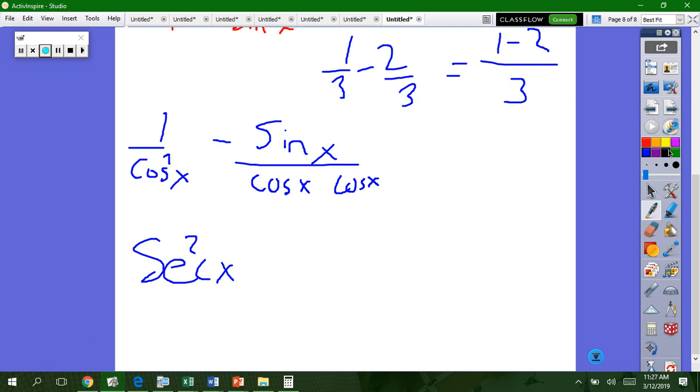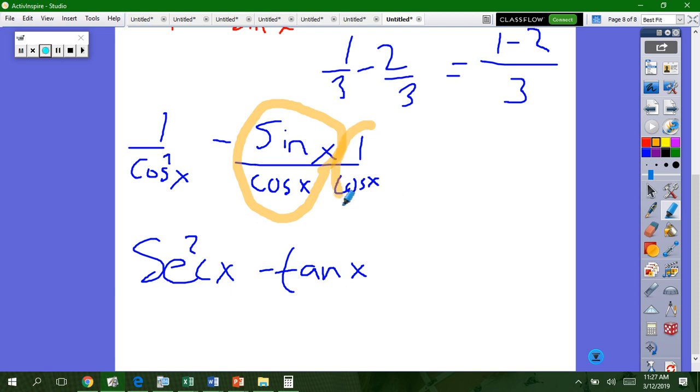Okay, so what about this right here? That one's tangent. Good. Over, I could have it over cosine, but I'm not going to. I can still have a 1 up top, can't I? And what's this? Another secant. And that's where they have it stopping.